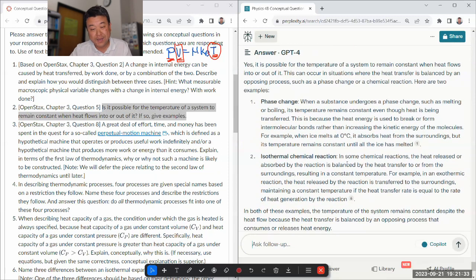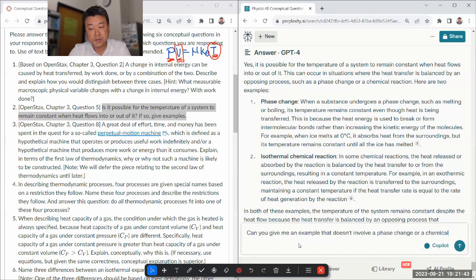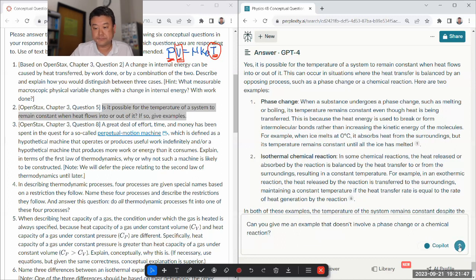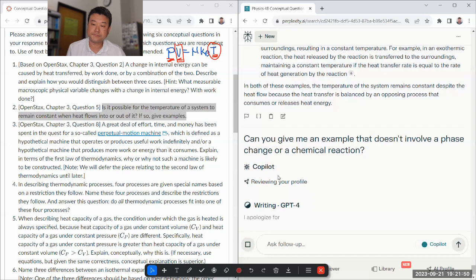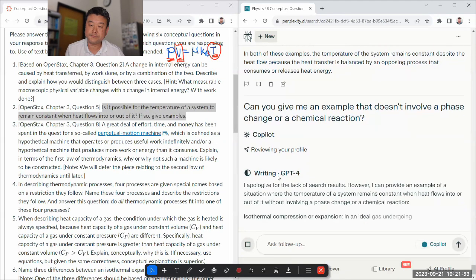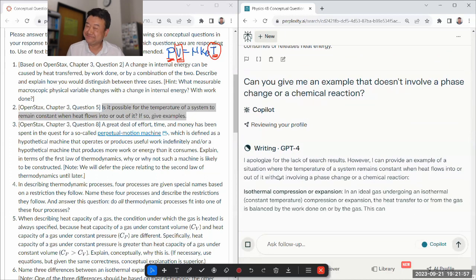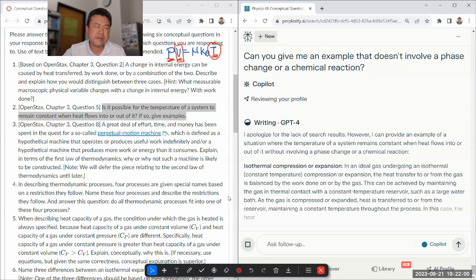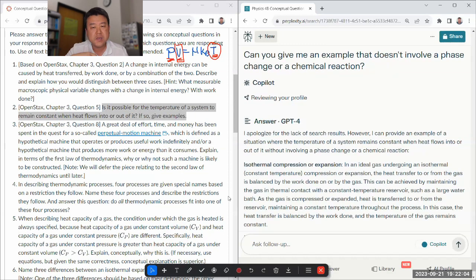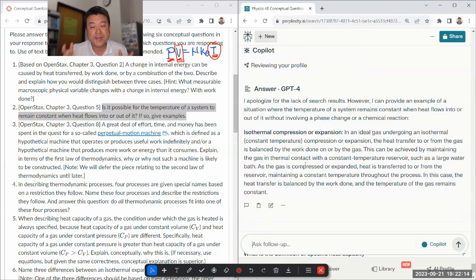It's because we are in a physics class, not a chemistry class. Can you give me an example that doesn't involve a phase change or a chemical reaction? Yeah, isothermal processes. That's the example I'm looking for. By this point, we are really going to be dealing with samples of gas, ideal gas, where chemical reactions don't happen. And with the ideal gas, phase changes also don't happen. So it's really a system of gas we are thinking of. So in isothermal compression or expansion, the amount of work done balances out any heat transfer.